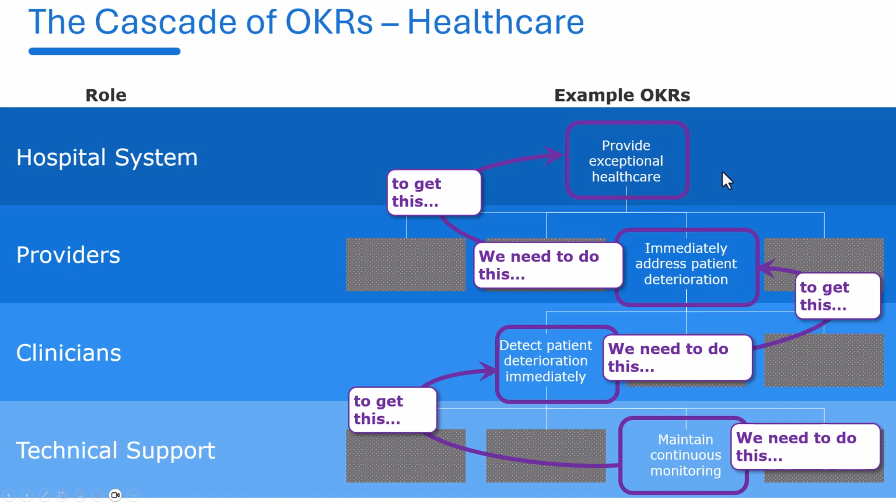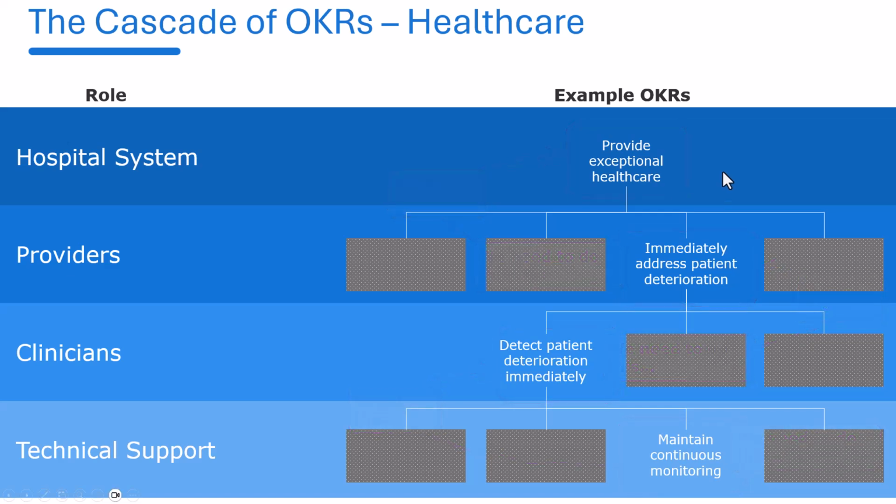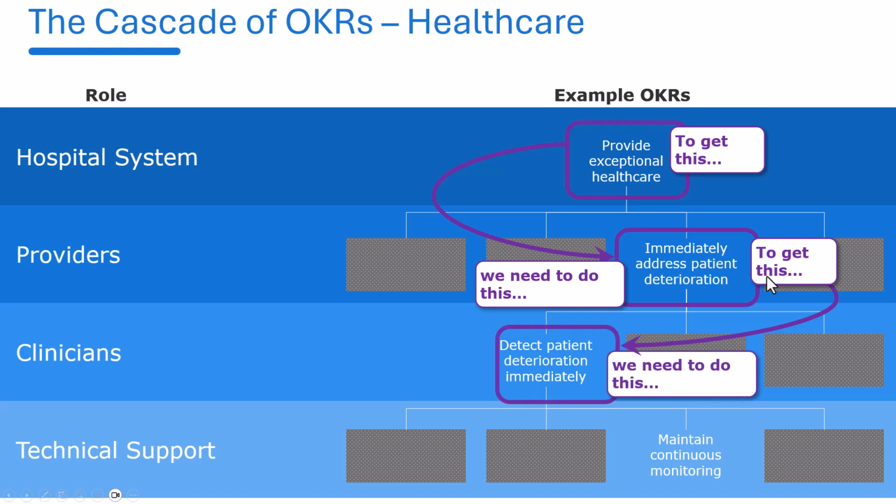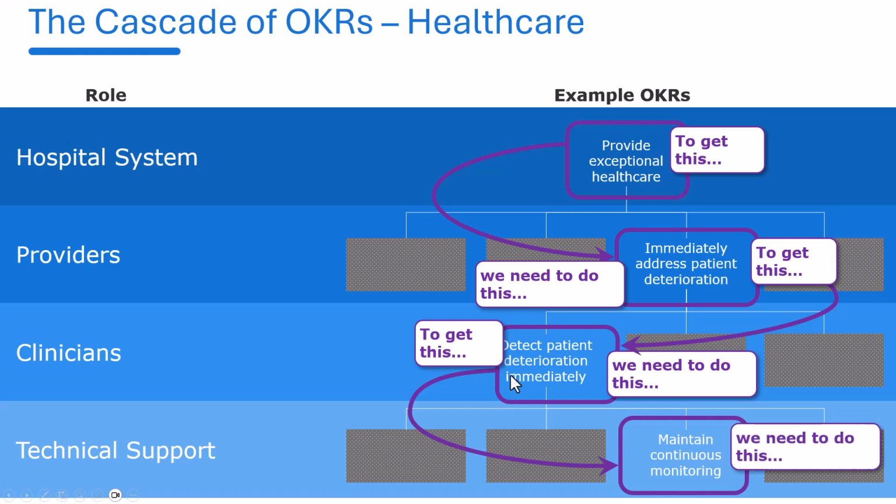Now, it also works from the top down. What that looks like is, to get exceptional health care, we need to immediately address patient deterioration. In order to get immediate patient deterioration under control, we need to detect it. In order to get this, we need to continuously monitor. So top down, bottom up. You can also get to it by just asking yourself why. Why is it we need to do these things?